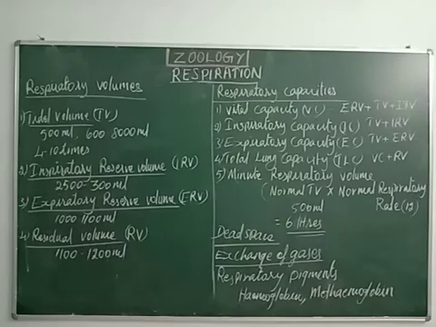Understand? So within 1 minute, the total amount of inhaled or exhaled air is 6000 milliliters to 8000 milliliters. So an adult human can inspire or expire approximately 6000 to 8000 milliliters of air per minute. Hope you understood.